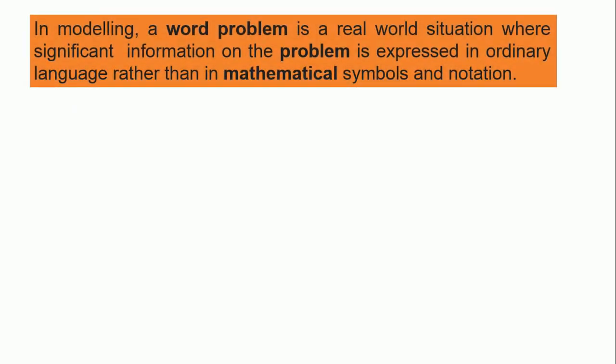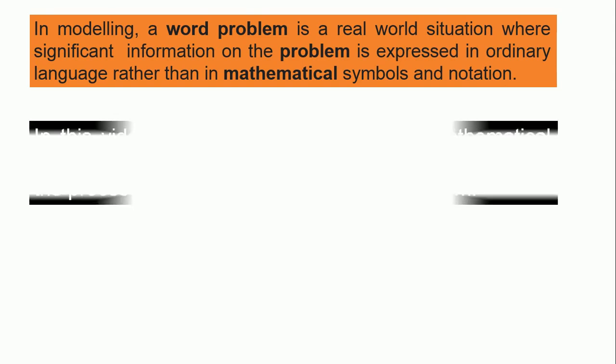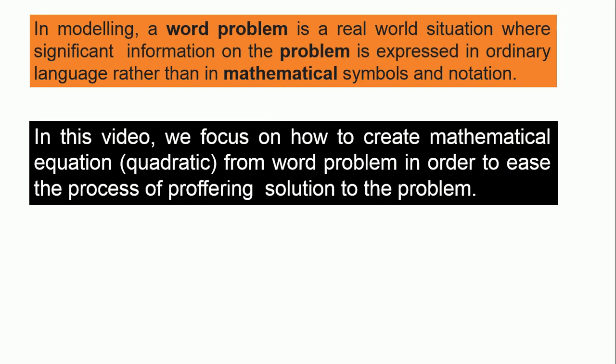So in one of our videos on word problem leading to simultaneous equation, we've explained that in modeling, a word problem is a real-world situation where significant information on the problem is expressed in ordinary language rather than in mathematical symbols and notations. So in everyday life, we encounter challenges. So the ability to interpret this in a way that will make it easier for you to solve, that's what word problem is all about.